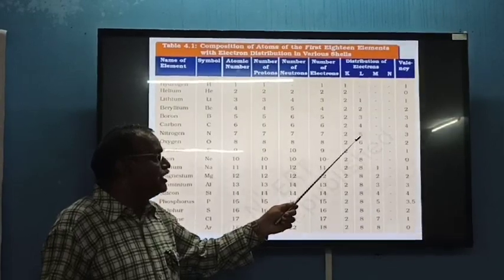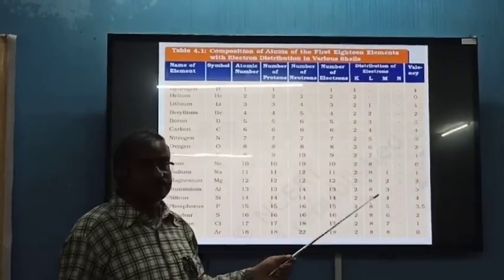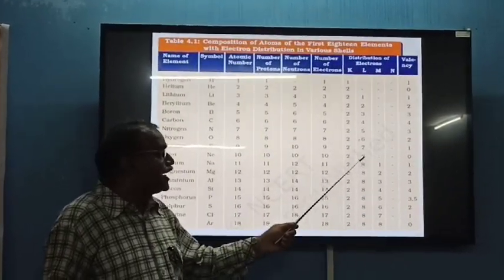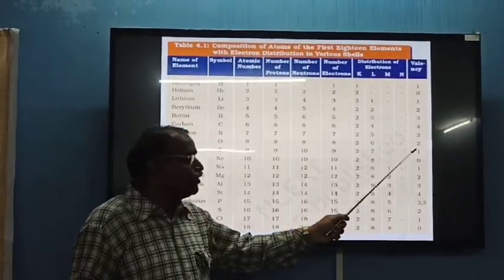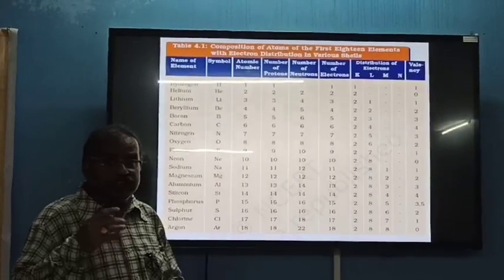If 5 electrons are there, 8 minus 5 is 3. If 6 are there, 8 minus 6 is 2. If 7 are there, 8 minus 7 is 1. Like that, we can calculate the valency.